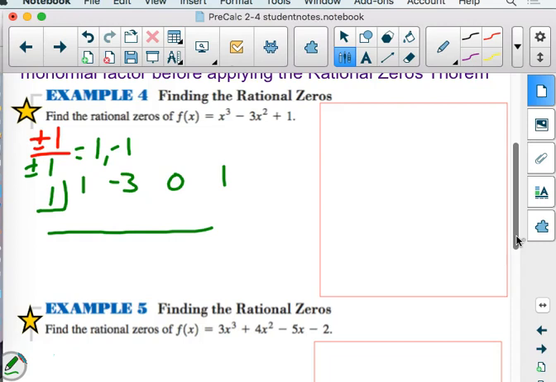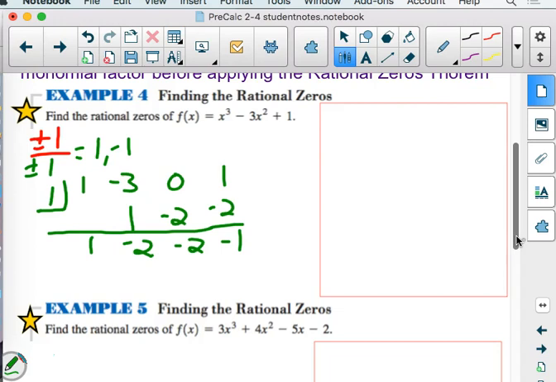And then we do what we're supposed to do with synthetic. It's not called the leading coefficient for nothing. We're going to start with that. So we bring down the leading coefficient. If we're outside the box, we multiply. And then we go inside the box. And when we're inside the box, we add. And we just keep oscillating outside, inside, outside, inside. So outside the box, multiply. Inside the box, add. Outside the box, multiply. Inside the box, add. Outside the box, multiply. Inside the box, add.